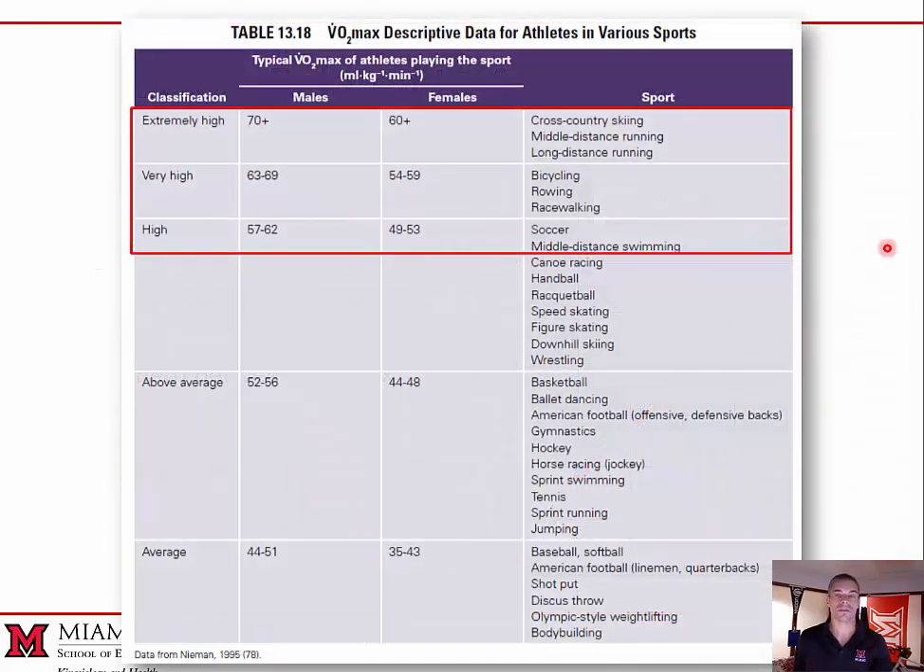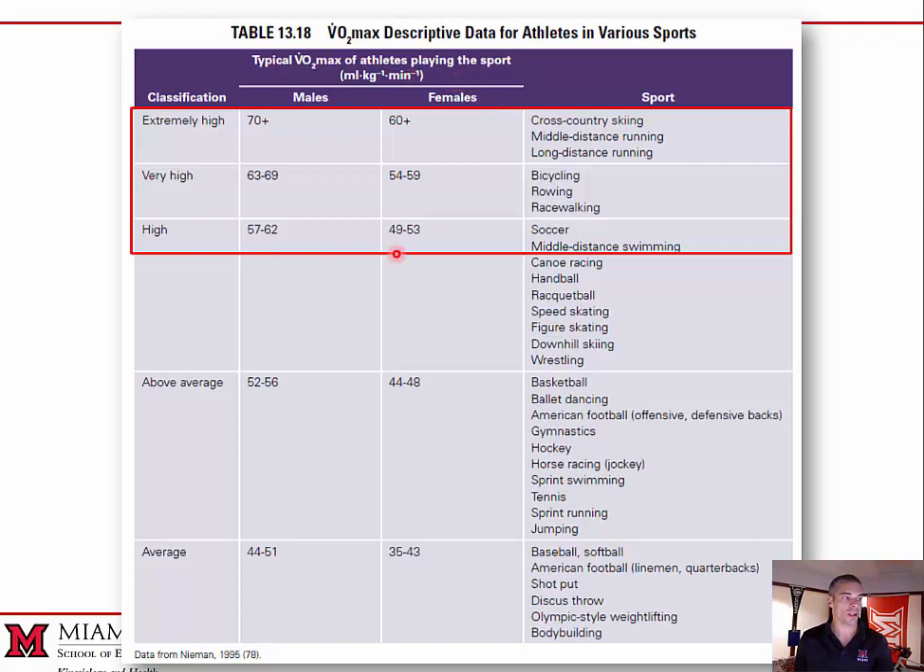Now if we look at this table from your textbook of VO2 max descriptive data for athletes in various sports, we see typical VO2 max values of athletes playing the sport. Again, this is in mLs per kg per minute for men as well as women. So in those that are classified as high to extremely high, those include athletes that play soccer, are involved in middle distance swimming, rowing, cycling, particularly elite cycling, long distance running, as well as cross-country skiing.